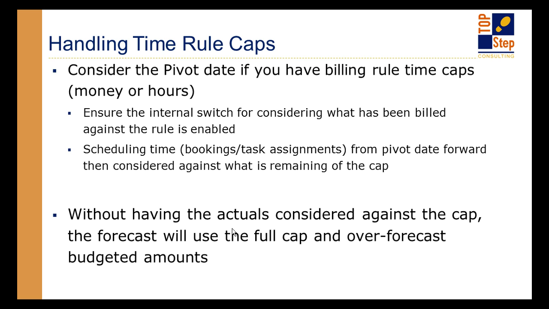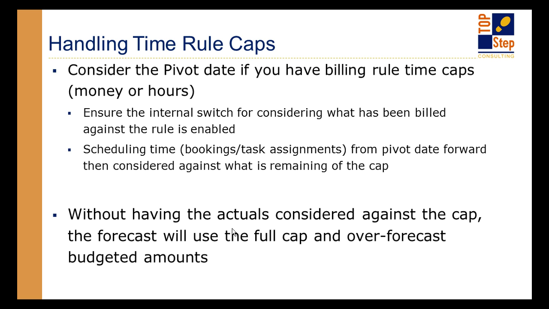Now, depending on how you've got your pivot date set up, make sure you've got a switch turned on in the system that allows the system to say, once I'm doing my forecast, make sure I consider the fact that I have already run actual information through this rule. So subtract that from the cap so the forecast is only using what's remaining on the cap. The switch is really a "consider what has already been billed" switch.